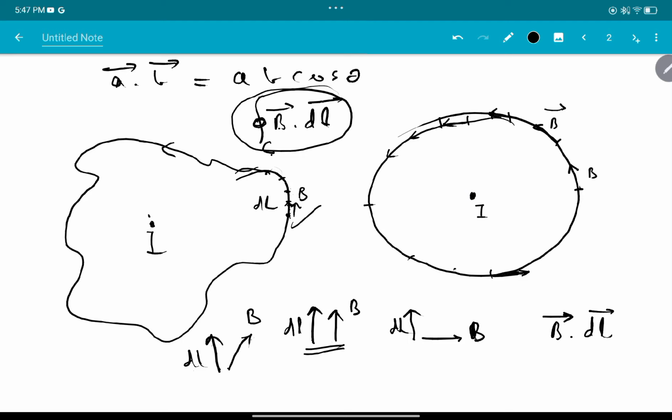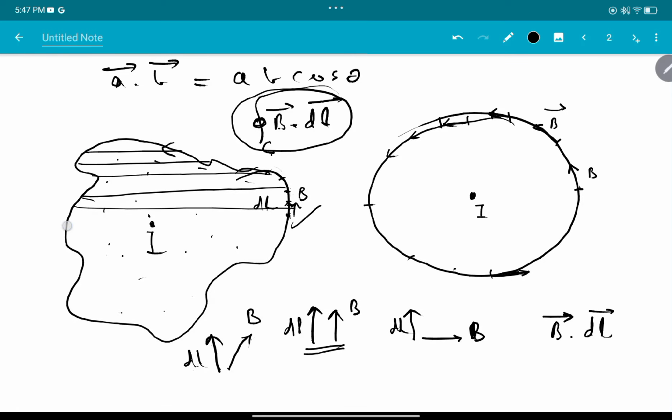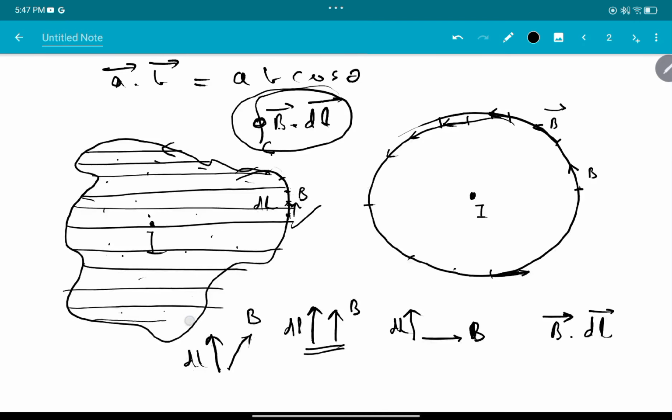They say that there is another way we can measure this parallelism. What is that way? If we divide this loop, this is the area enclosed by the loop, and if we divide this area into smaller and smaller elements like this, see, I am dividing the area into smaller and smaller elements like this and this, this and this and this. You can see.